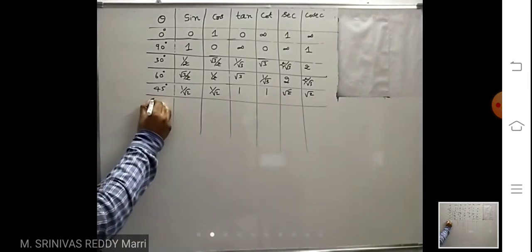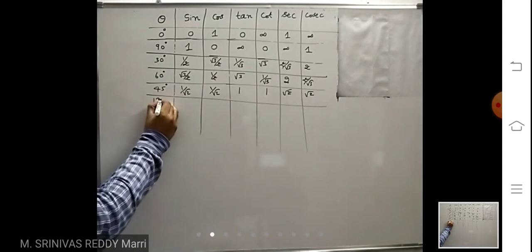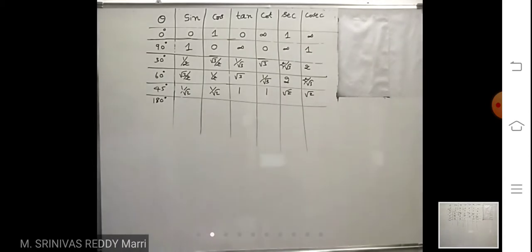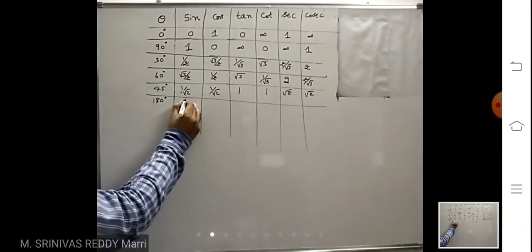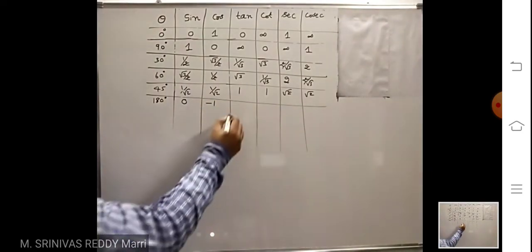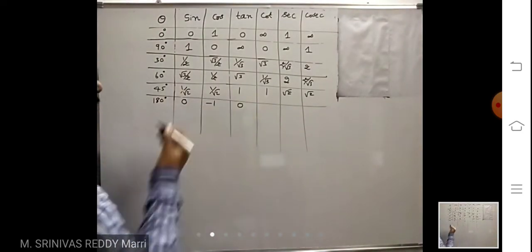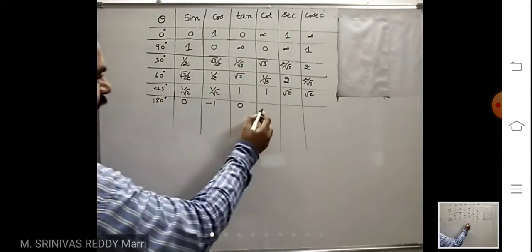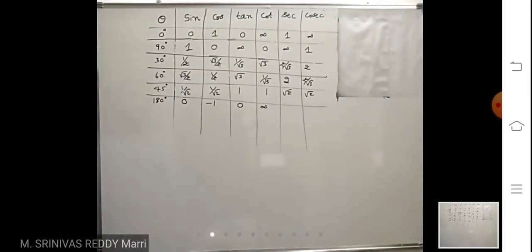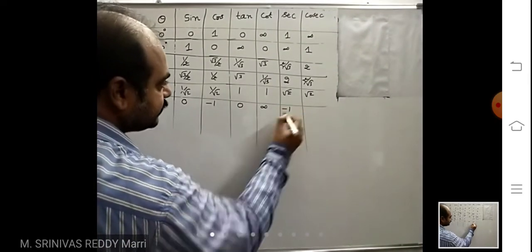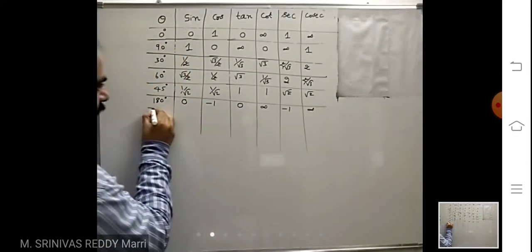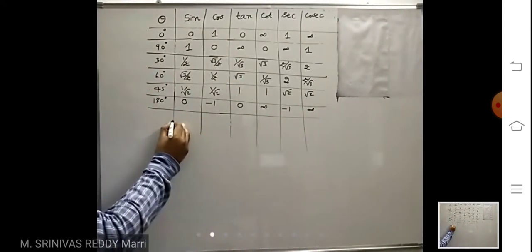So next is 180 degree. This also will always come. 180 degree means sine 180 is 0, cos 180 is -1. Tan 180 means sine by cos, 0. Cot means cos by sine, the denominator is 0, so infinity or undefined we will write. Secant means 1 by cos, -1. Cosecant is 1 by sine, infinity, that is undefined. That is for 180 degree, always you will get.